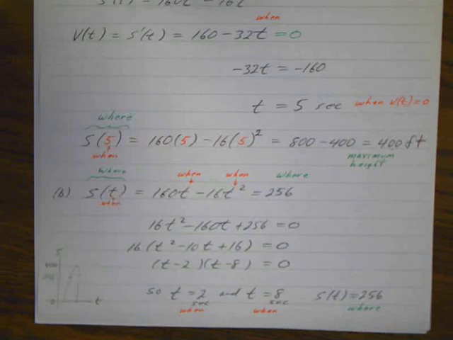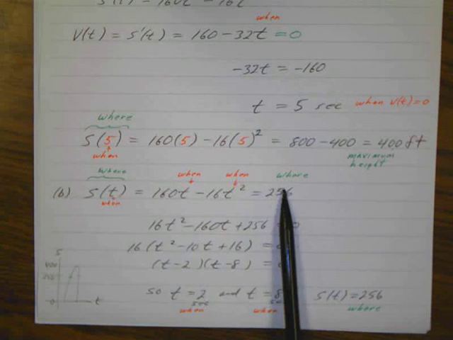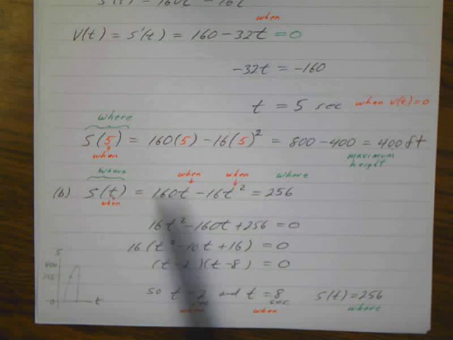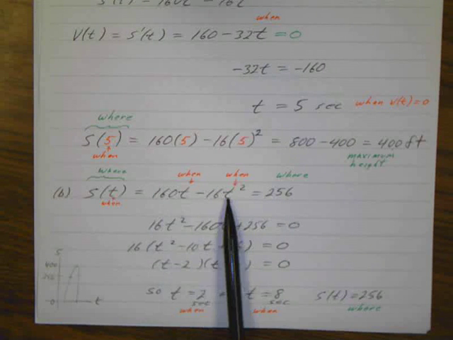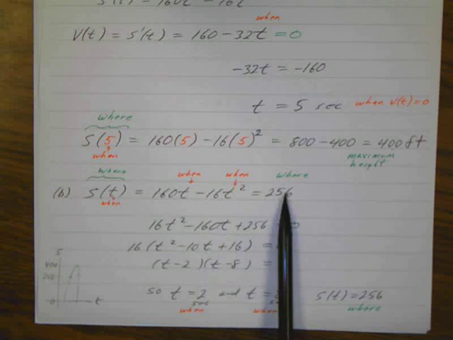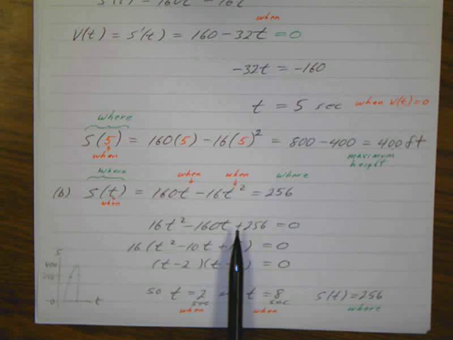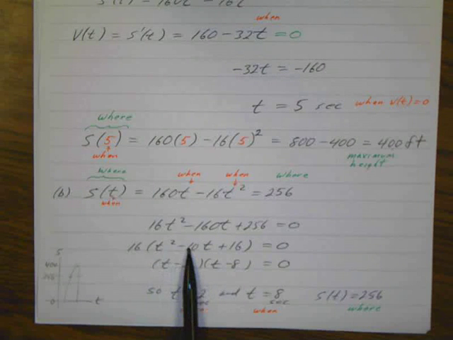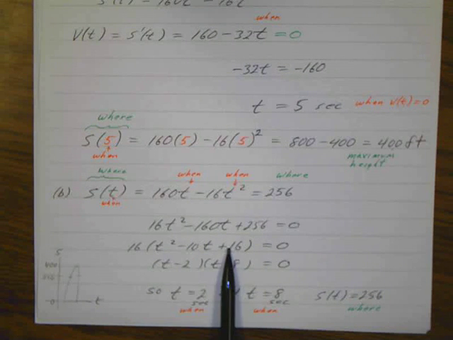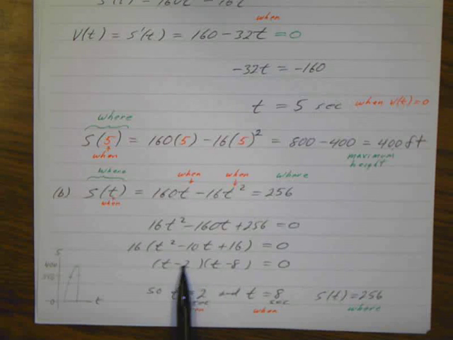So we're going to set this equal to 256. If I put everything on the right, I would have a positive 16t squared, a negative 160t, and a positive 256, and I just reversed them using the symmetric property of equality. And then I could factor out a 16, and I had t squared minus 10t plus 16, and this factors easily into t minus 2 and t minus 8. The signs are the same, they're both negative. They multiply to give 16 and add to 10: 2 and 8. So I have 2 seconds and 8 seconds.